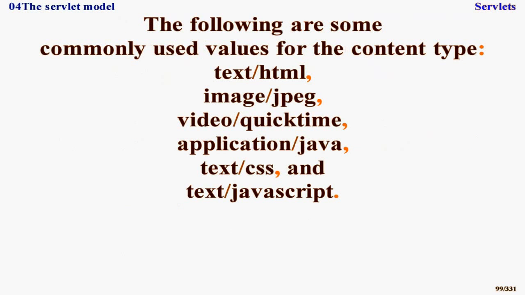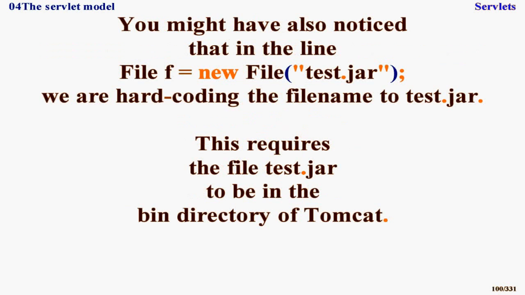The following are some commonly used values for the content type: text/html, image/jpeg, video/quicktime, application/java, text/css, and text/javascript.